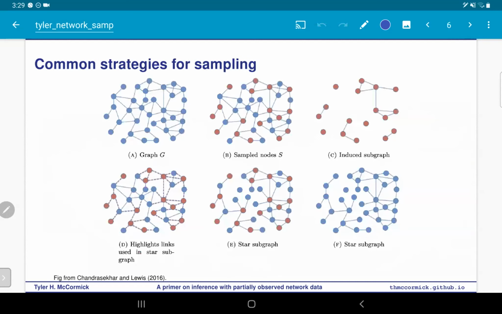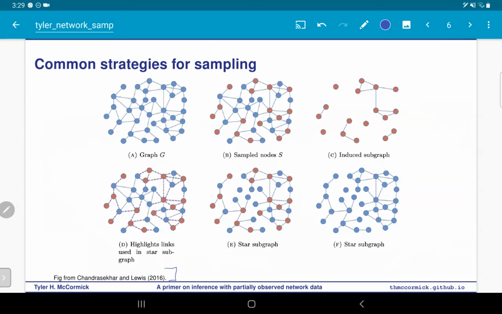Okay, so there's a couple of common sampling strategies that I'm going to talk about today. In the first part of this talk, I've credited the figure at the bottom here from this paper from Chandrasekhar and Lewis, but essentially most of the first part of the talk is going to be drawn from insights from that paper. And I'll give the full reference at the end as part of the slides.